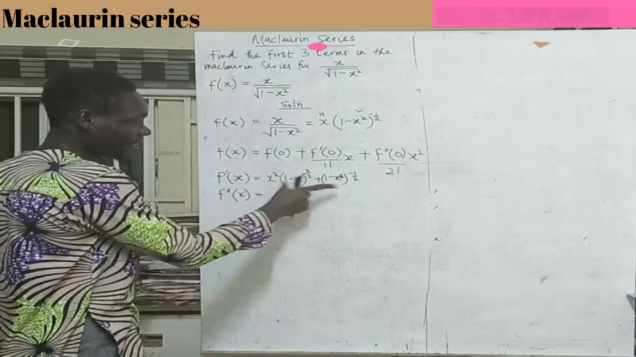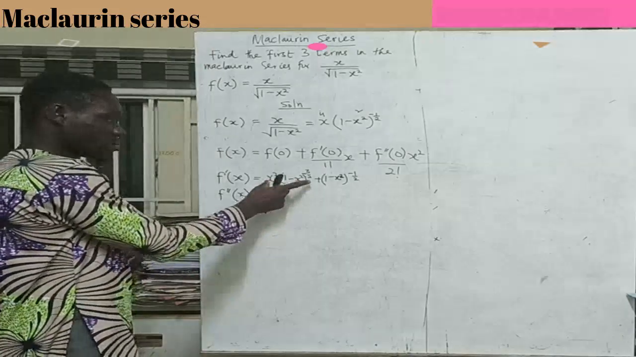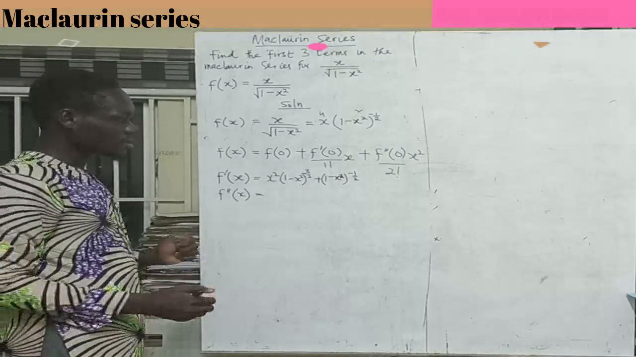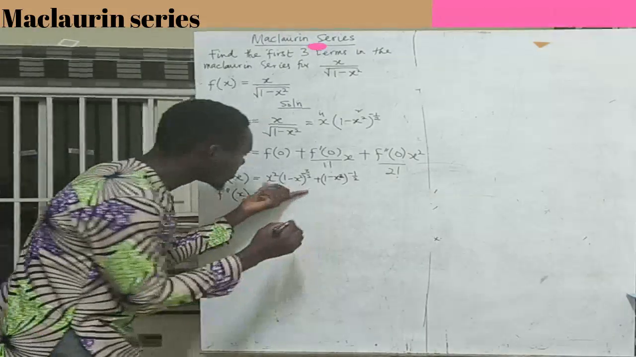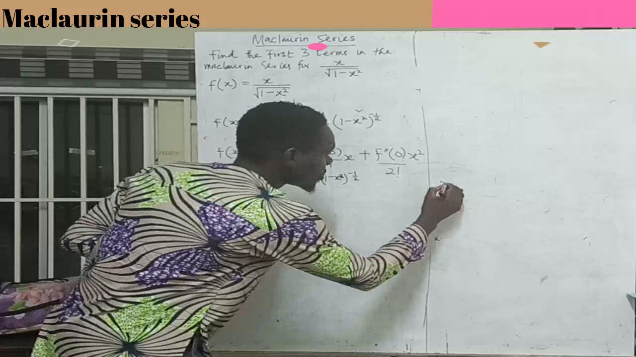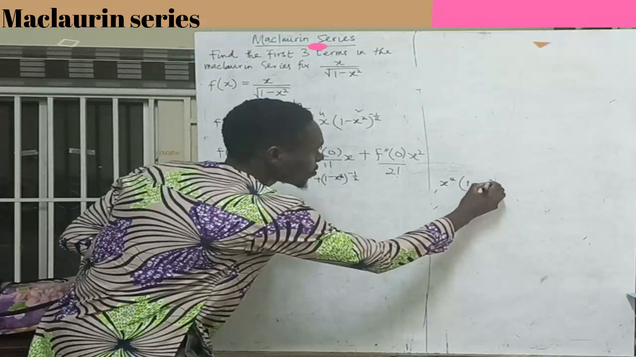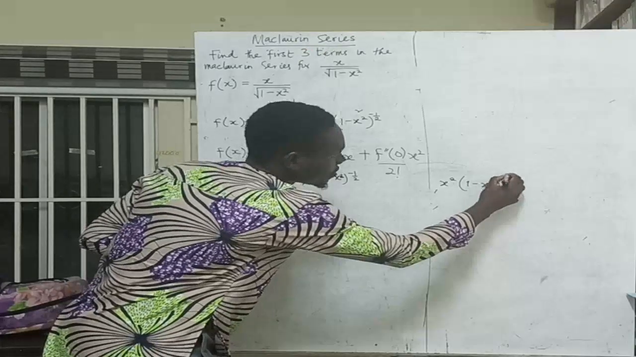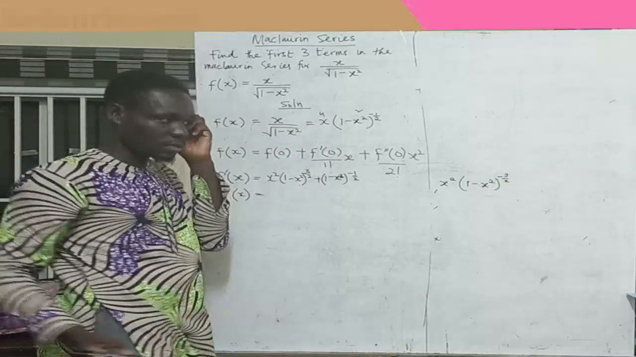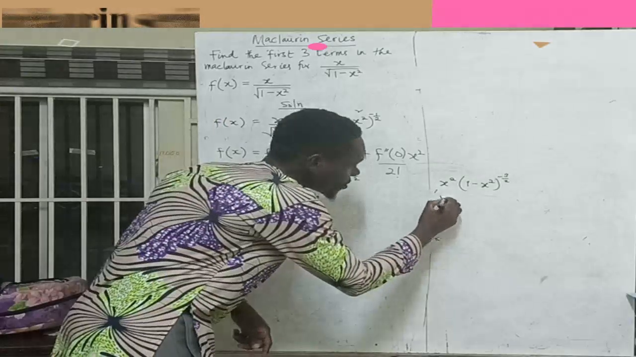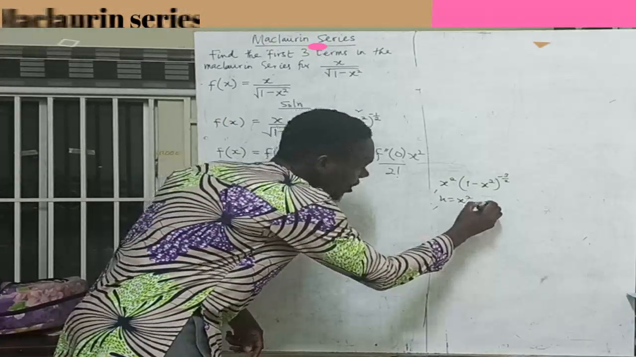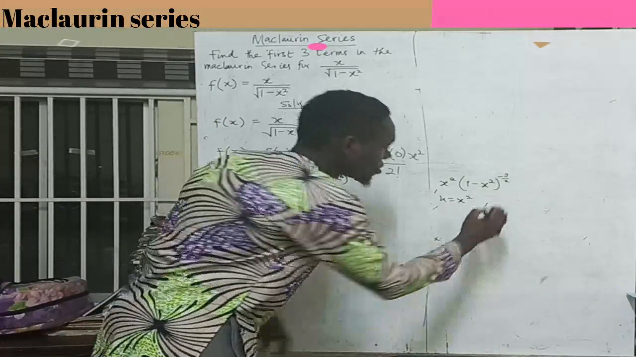Now the first term on the right hand side here, we are going to apply the product rule again. So here, the first term, x squared, 1 minus x squared to the power of minus 3 over 2, represents u, and then the second represents v.